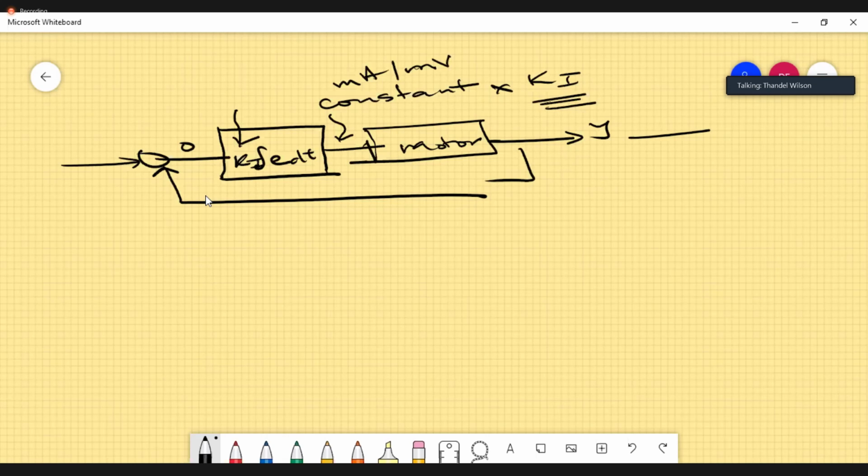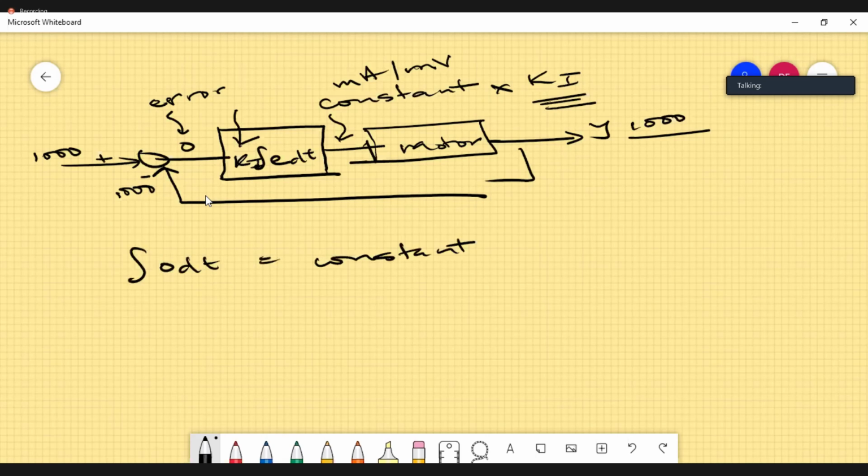Repeat that again, please. All right, let me use the example. This was 1,000 RPM, and this was 1,000. When you feed back, you read this is 1,000, this is 1,000, and your error is 0. The integral of 0 is equal to a constant, a non-zero constant.